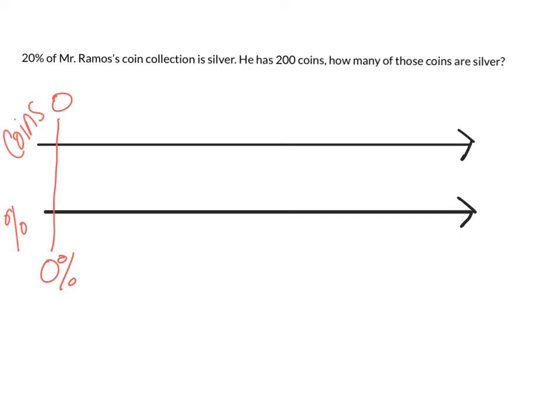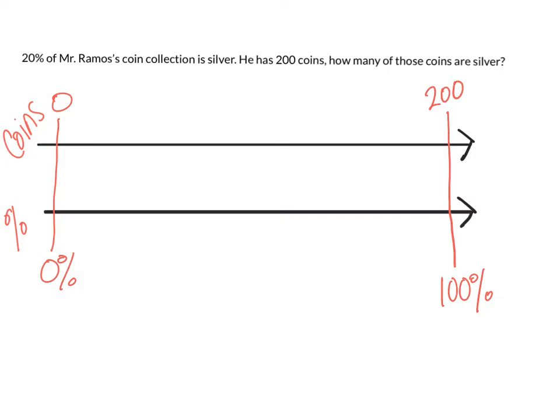Now, in a normal ratio table or double number line situation, we would normally work our way from 0 up based off of the given ratio. Now we're going to work our way backwards just a little bit, sort of like we did yesterday for our bar model. We know that at the end of our number line, we want 100% of our coins accounted for, and we know that the total amount of coins in Mr. Ramos's collection is 200. So if he had 200 coins, he would have 100% of his coins. Now, where do we go from here?